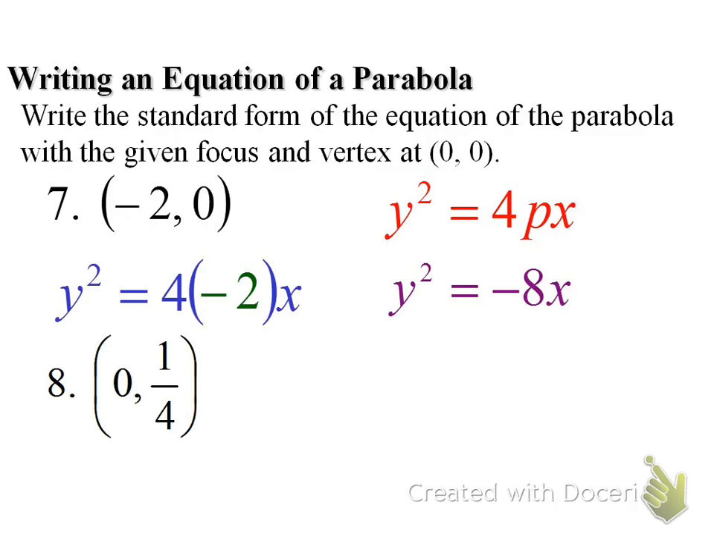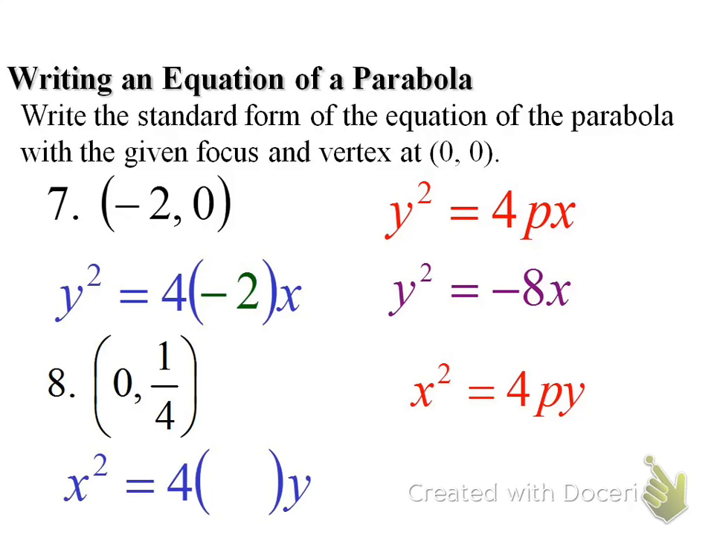And last one for the day. How is 8 going to look? What's it going to look like? Yeah, it's going to be an x squared because I know that this focus is above the vertex. You go side to side 0, you go up 1/4. So that's just right above the vertex. So I need the x to be the squared term. And I'm going to replace p with 1/4. That gives me x squared equals y.